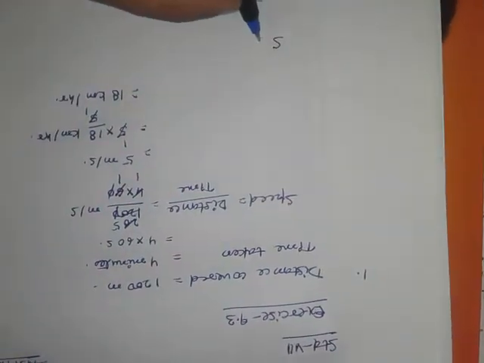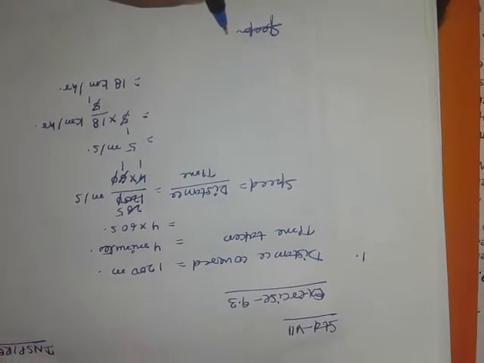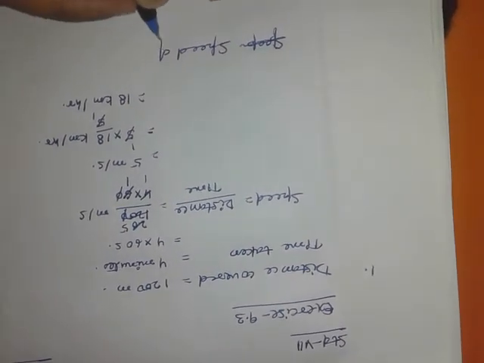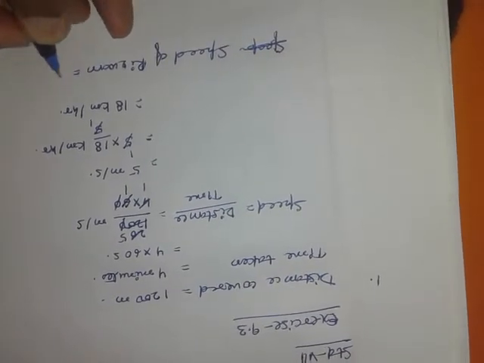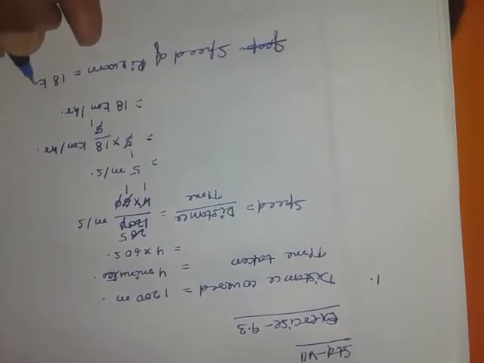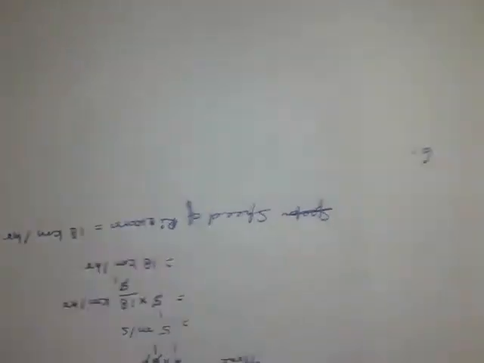Sorry, the speed of this one is 80 kilometer per hour. Now the sixth number, you can check here. A car drives with a constant speed of 48 kilometer per hour. How far can it travel in 235 minutes?